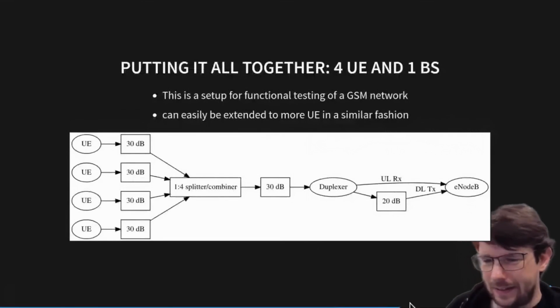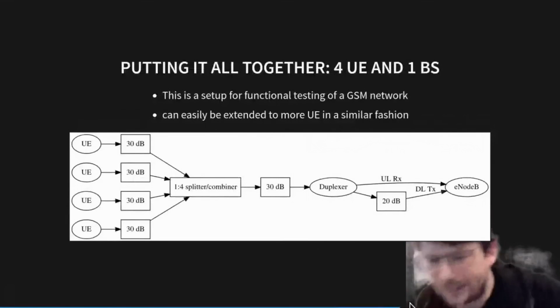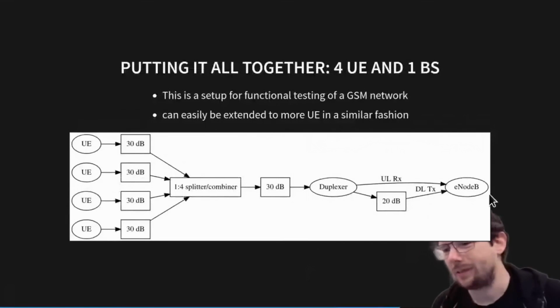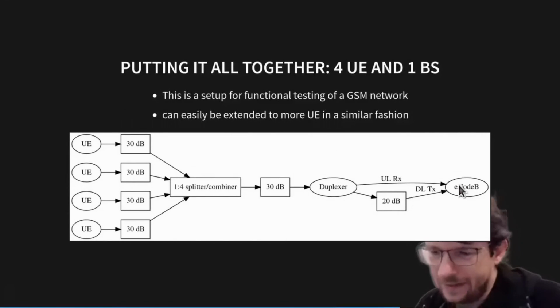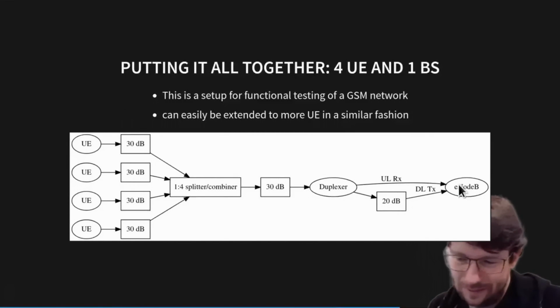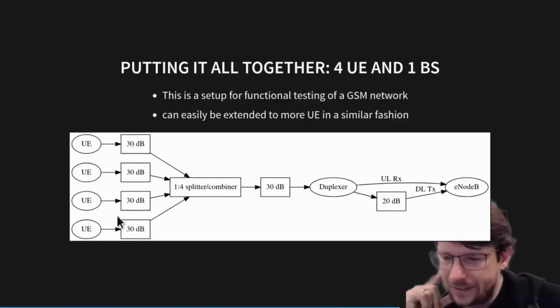This is another example in the other direction. Here we have 4 UEs and 1 base station. In this case, let's say we just want to do functional testing, making calls or exchanging data or whatever between multiple UEs connected to 1 base station. So in this case, the setup looks slightly different.